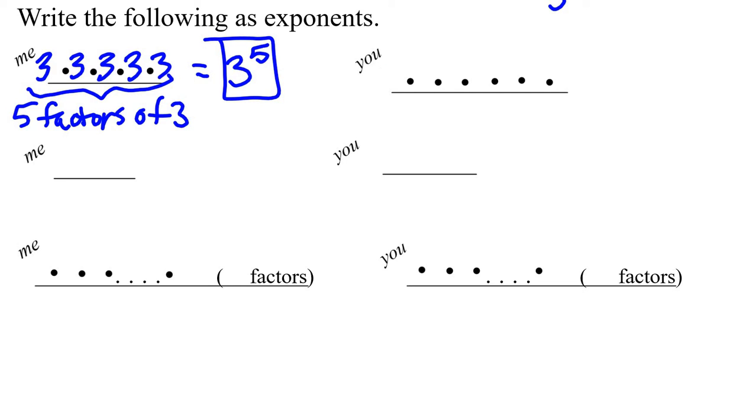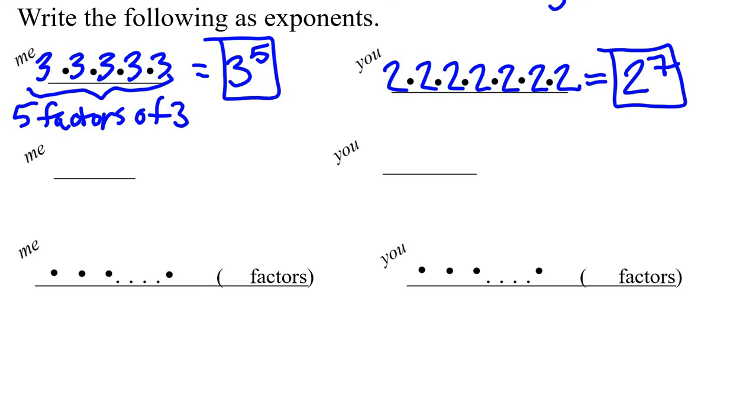So I want you to try this one. 2 times 2 times 2 times 2 times 2 times 2 times 2. So go ahead and pause the video and try writing that on your own, and then unpause when you're ready. All right, so if you did this right, you should have gotten 2 to the 7th, since there are 7 factors of 2. We can also do this with variables.